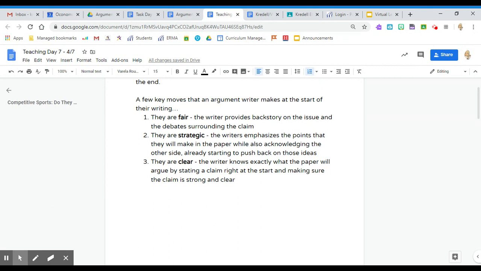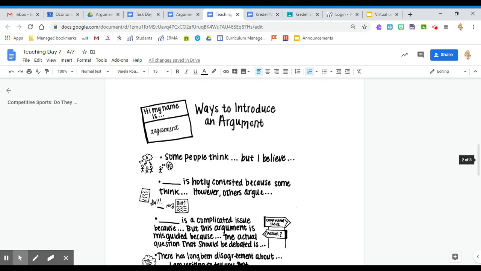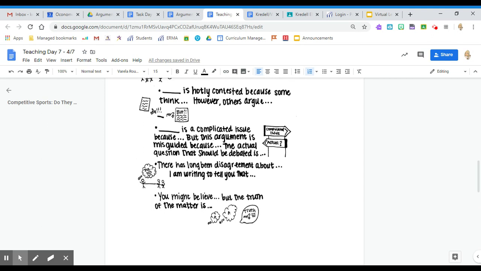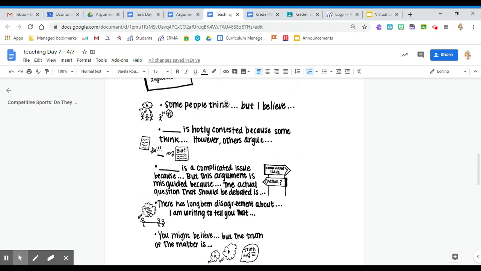Right, but how do I introduce my argument? This doesn't really help me, and how do I actually start it? So down here, I said ways to introduce an argument. So these are actually sentence starters that you are more than welcome to use, okay? So some people think blank, but I believe blank. Do you see how this is already, you're acknowledging that other side, you're being fair, right?